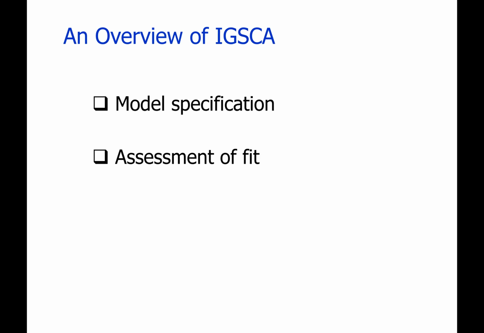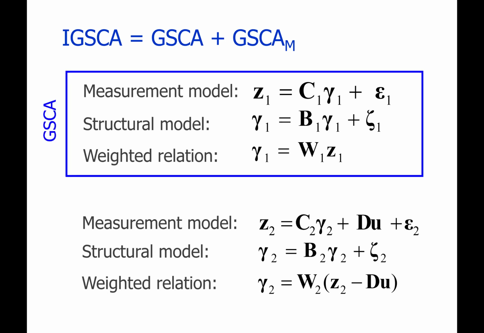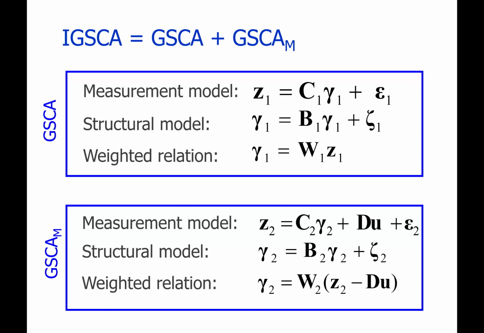But already you have all the necessary background knowledge for IGCA, so let me go very briefly through these two things. In model specification, IGCA is a combination of GSCA and GSCA-M. It simply combines these two sets of submodels, one set for GSCA and another for GSCA-M, into a single framework. Then it gives the three submodels for IGCA.